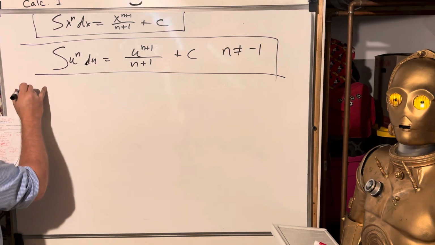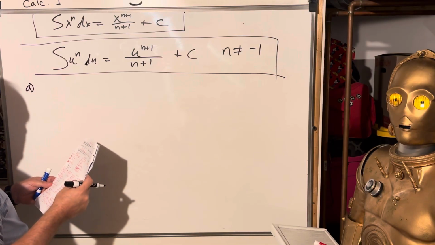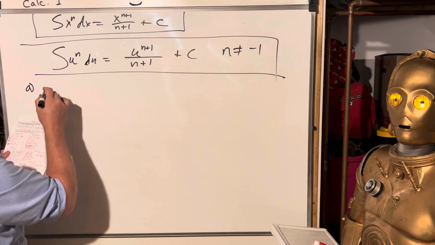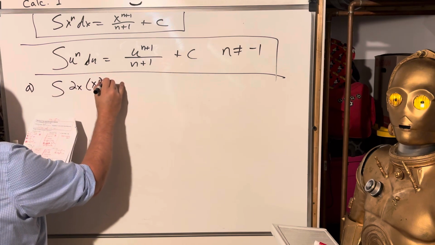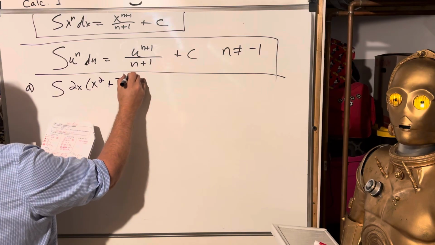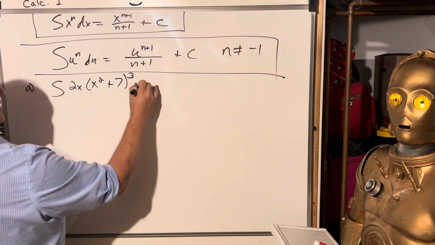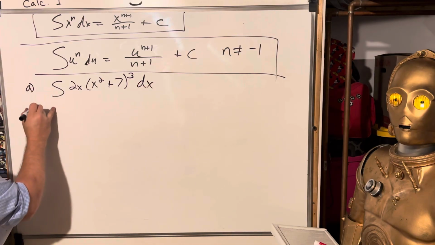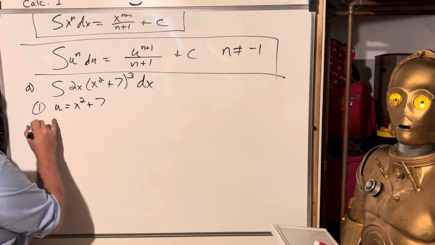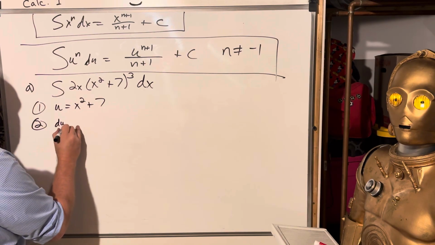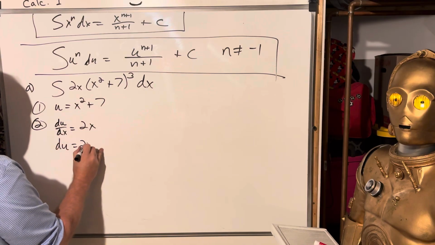All right, so let's actually go through all of the steps this time, 1 through 6. So here we go. We got 2x times x squared plus 7, that guy cubed, dx. So step 1, u is going to equal x squared plus 7. Step 2, du dx is going to equal 2x, so du is equal to 2x dx.